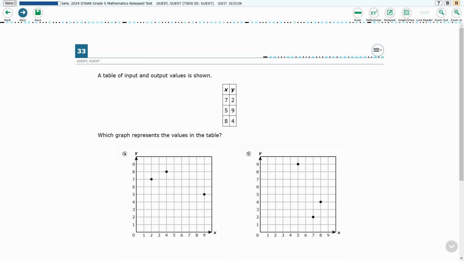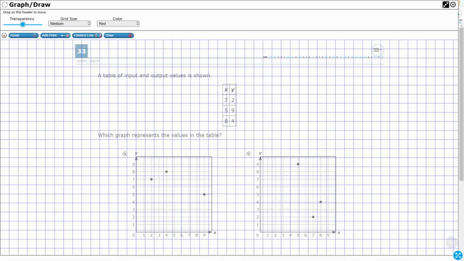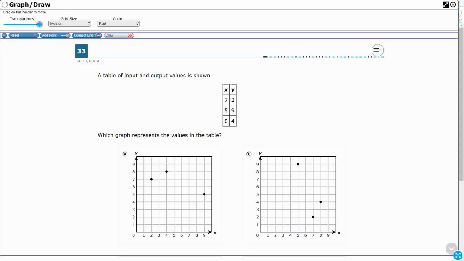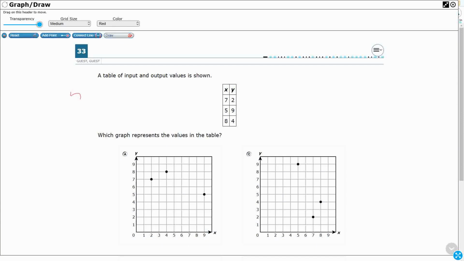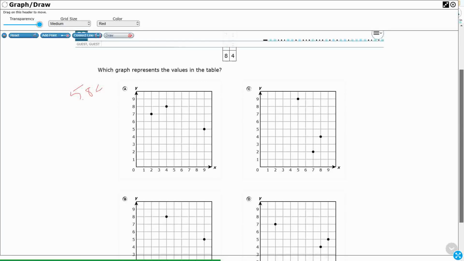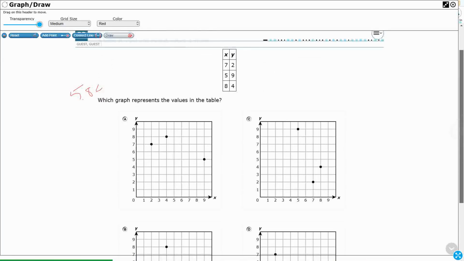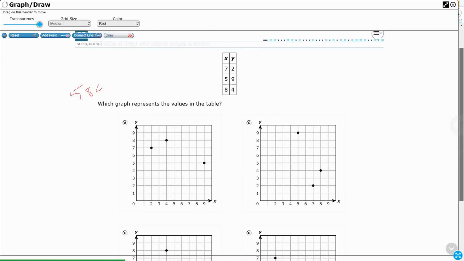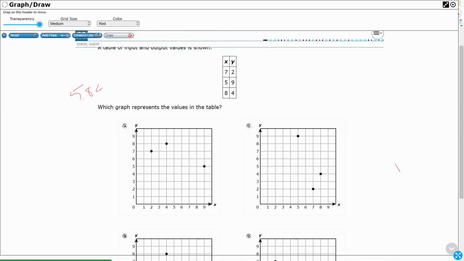33, we are graphing on the coordinate plane. This is 5.8c, and we need to look at this table of input and output values that is shown and find the graph that matches that. 5.8c. All right, so let's see what I've got here. Well, the easiest way to do this is let me just take my table of values and transfer it down here so I don't have to scroll.